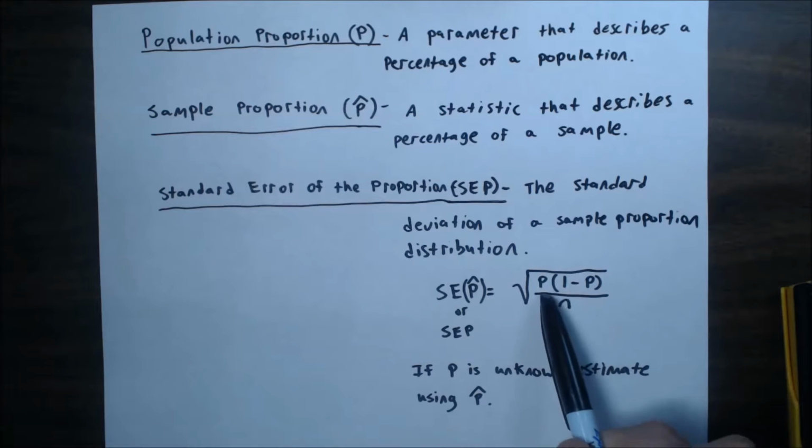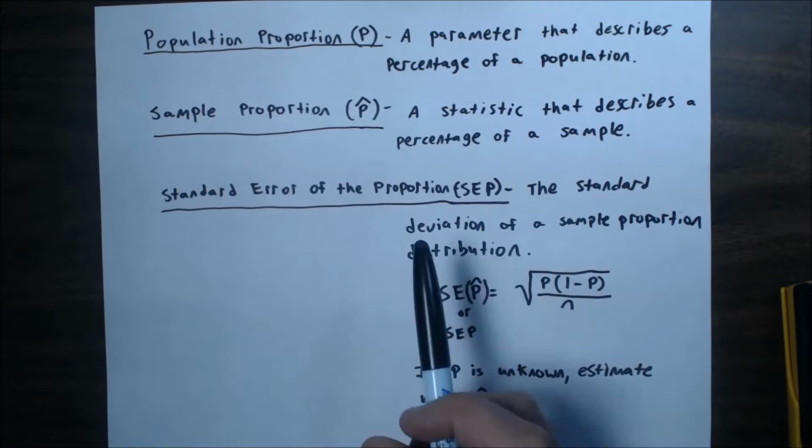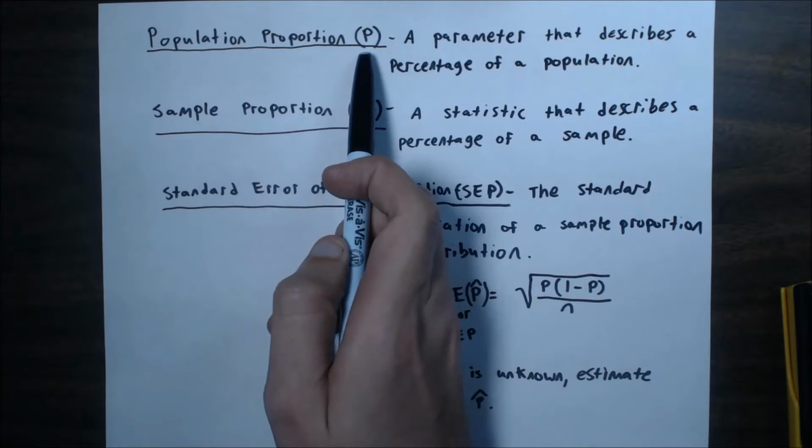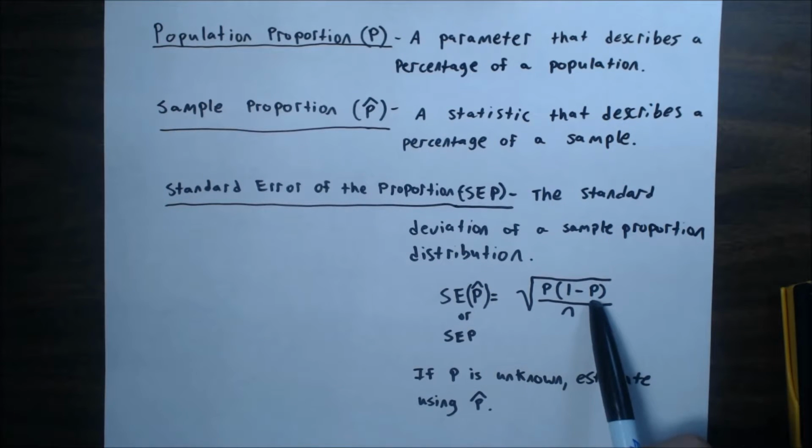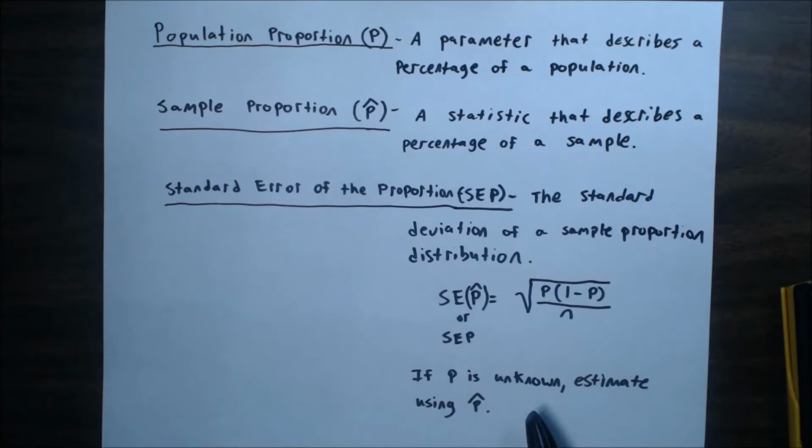The P that's inside this formula is supposed to refer to the population proportion, the actual P, not P hat. However, sometimes we don't know what P is, and if you don't know P, then we can use P hat to estimate the standard error of the proportion. Hopefully all this is going to make more sense after we do a simulation here.